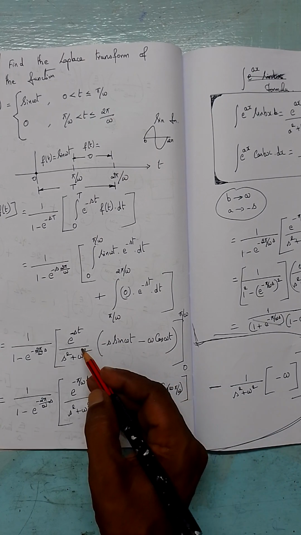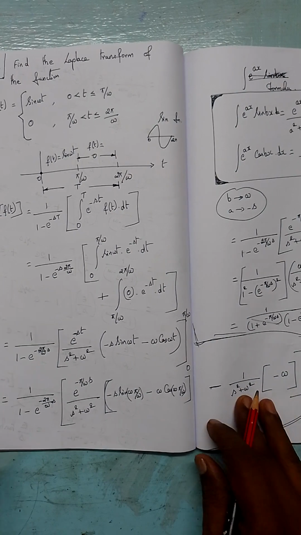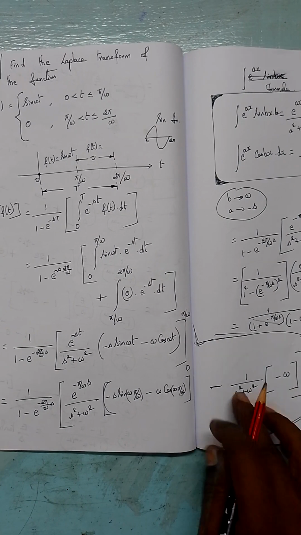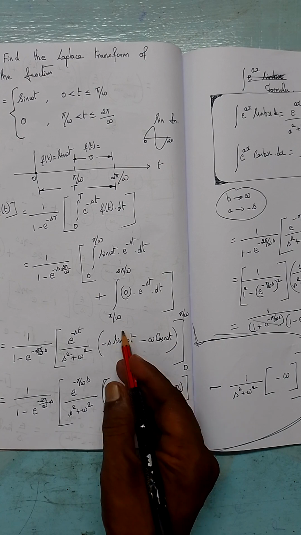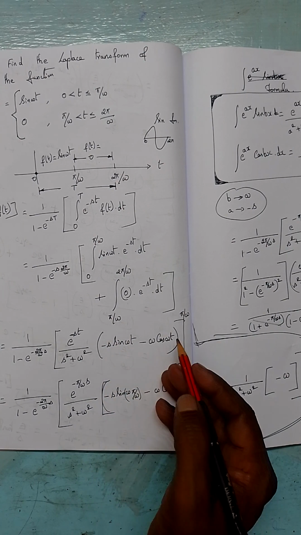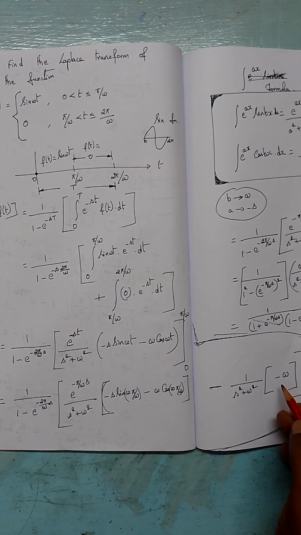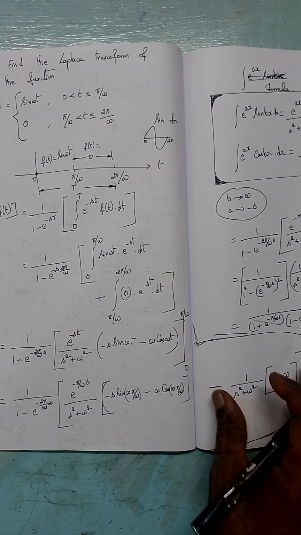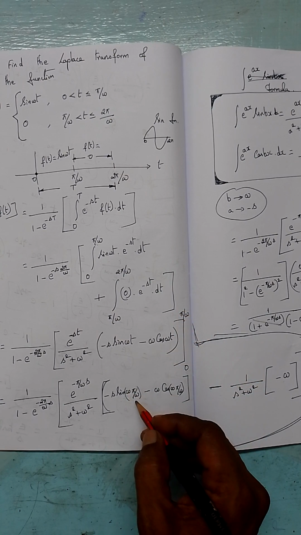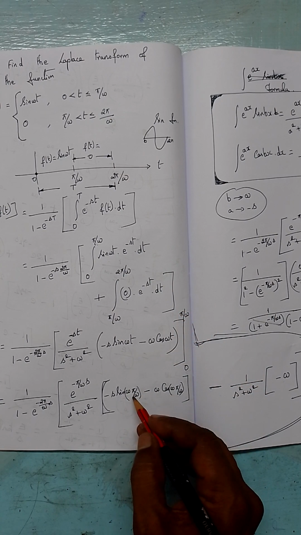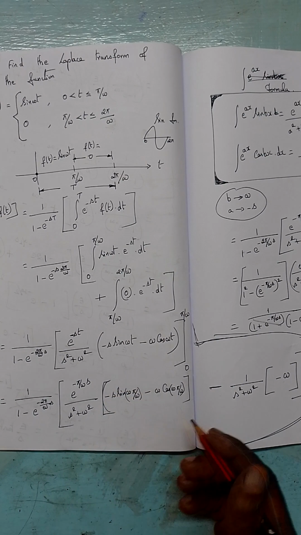So if you substitute 0, e power 0 is 1, so you will be getting this. And for t, if you substitute 0, sin 0 is 0, this whole term will go, and cos 0 is 1, so you will be getting minus omega. So minus into minus will become plus 1. This is the lower limit. For the upper limit, if you substitute pi by omega, omega gets cancelled. So you will be having sin 180. Sin 180 is 0. So this term is also cancelled.